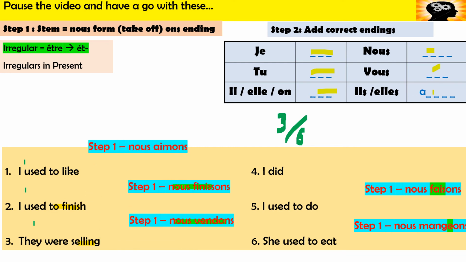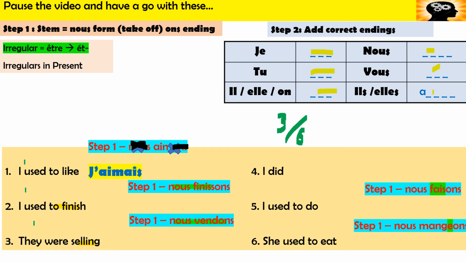The first one, I used to like. I haven't given you the nous form because you should know it. Nous aimons. Get rid of the nous. Get rid of the ons. That gives us this. Aim is our stem. And then just stick the ending on the end. J'aimais. I used to like.